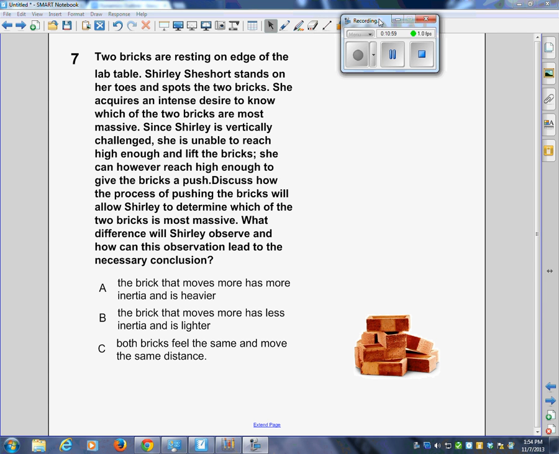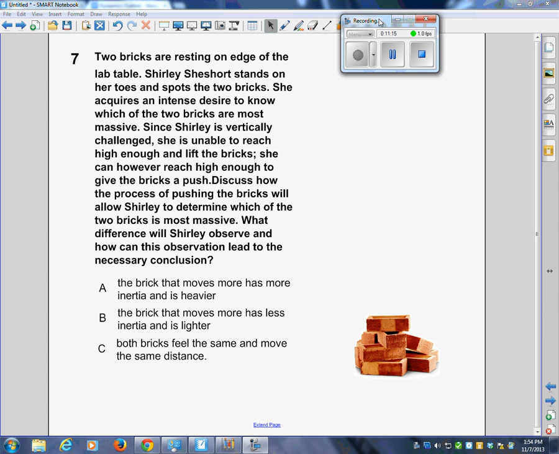Since Shirley is vertically challenged, she's unable to reach high enough to lift the bricks. She can, however, reach high enough to give the bricks a push. Discuss how the process of pushing the bricks will allow Shirley to determine which of the two bricks is most massive. What difference will Shirley observe, and how can this observation lead to the necessary conclusion?